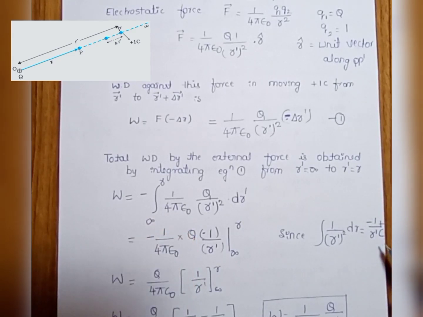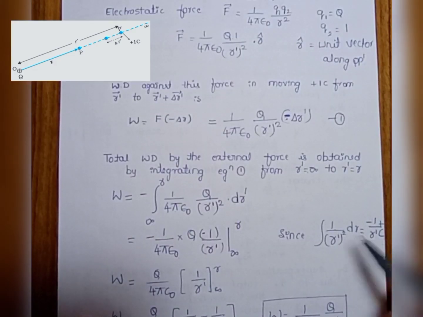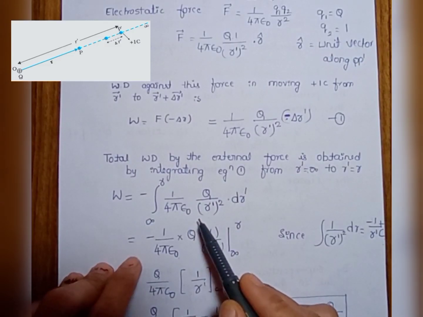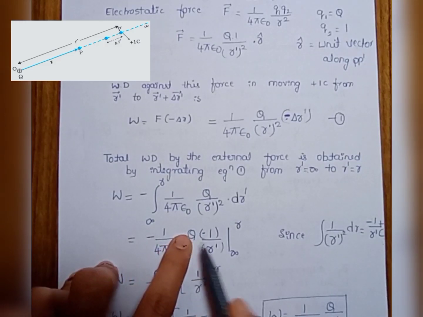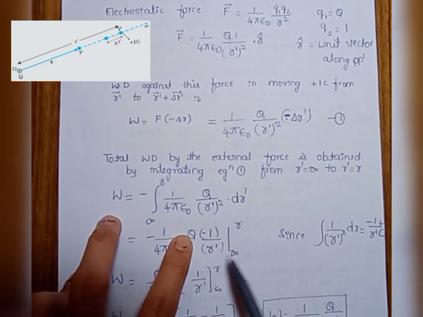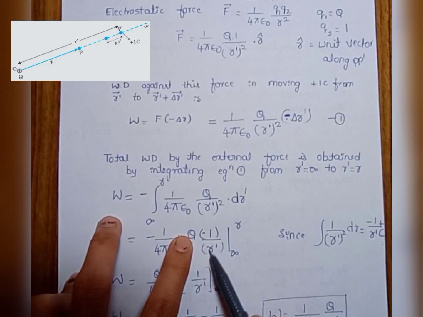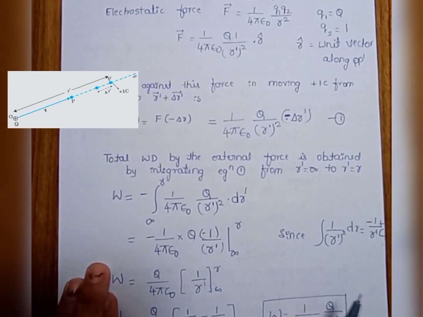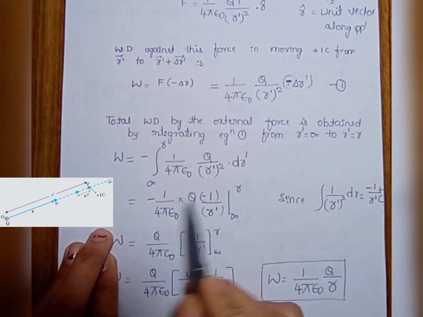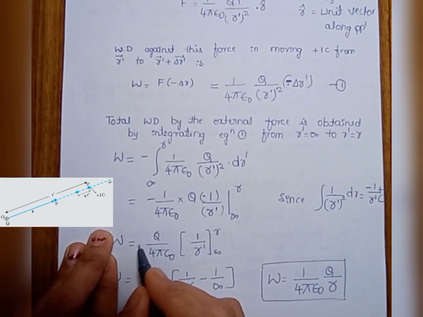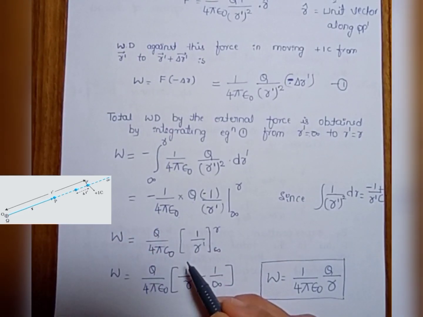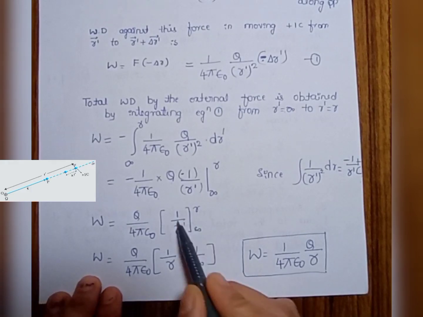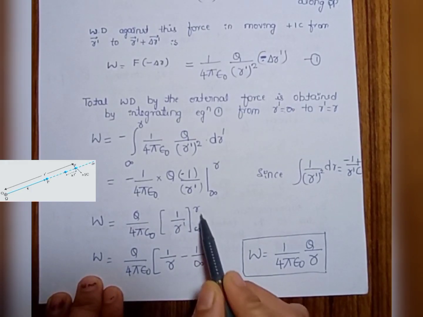Then substitute this value in the expression. What will we get? Minus 1 divided by 4 pi epsilon naught into Q, and in place of the integration value we write minus 1 divided by R dash from infinity to R. Then here minus into minus gives a plus value. Q divided by 4 pi epsilon naught, just take outside, 1 divided by R dash from infinity to R.